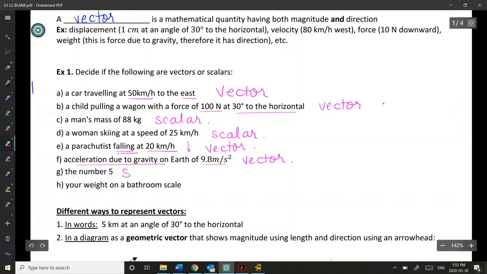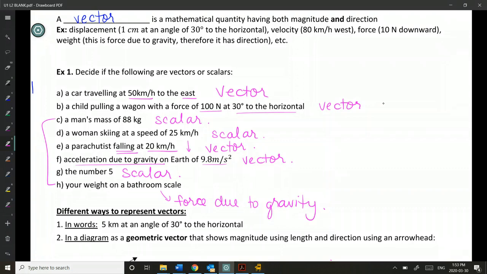The number 5, this is just a regular number. This is a scalar. Your weight on a bathroom scale. When we talk about weight, this is a force due to gravity. Okay, so weight and mass are different. Weight is the force due to gravity and therefore has a direction to it. It's a vector, whereas mass is a scalar quantity.